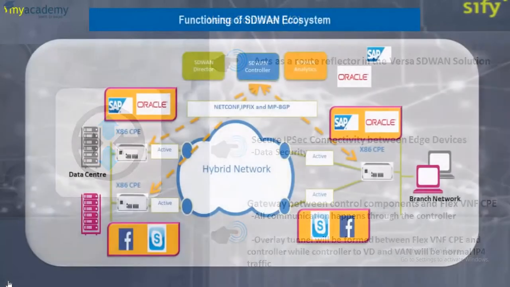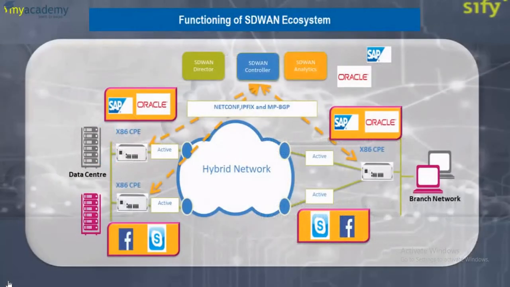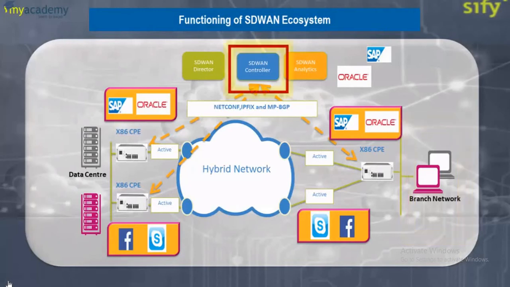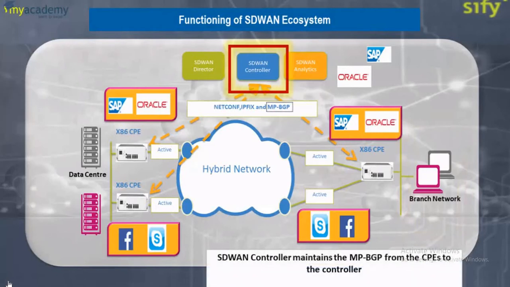I'm calling this a hybrid network because it is transport agnostic, which implies that it can be either MPLS, internet, 4G, or any third-party MPLS as well. Now towards my left I have the data center deployed, and towards my right I have the spoke, which is the branch deployed, right? As you can see in the depiction, the SD-WAN controller maintains MP-BGP between the CPEs and the controller, and that is the overlay protocol it's going to maintain.